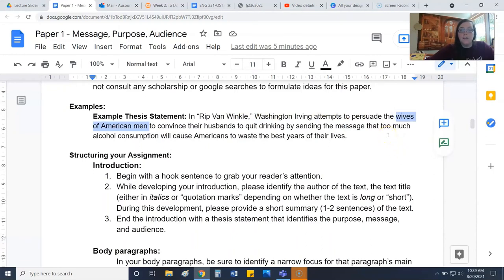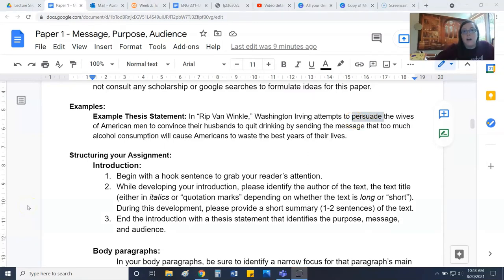What is the purpose? Irving is trying to persuade. So the purpose here is persuasion. Who's he persuading? He's persuading the wives of American men. So now we have identified, just within this one sentence, the audience and the purpose. And then what is the message?